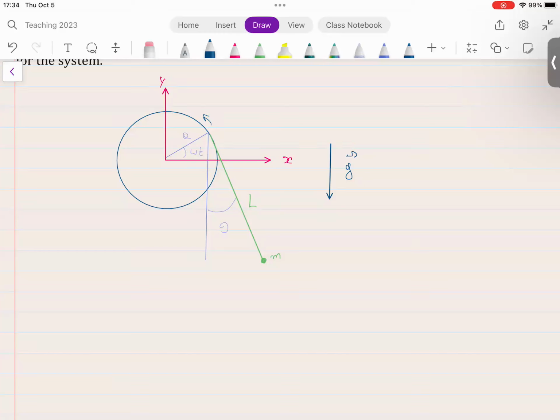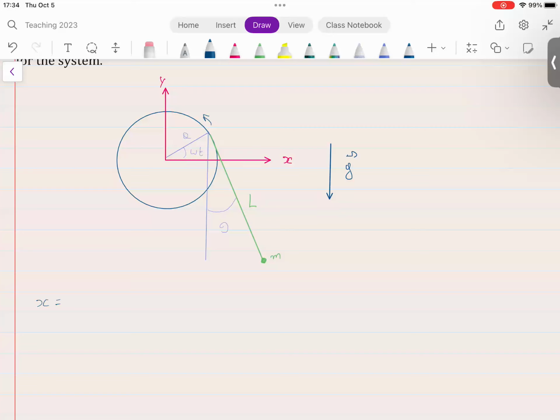The motion is in the plane, so I could give the position of the mass m as coordinates x and y, but since the mass is attached to an oscillating pendulum, and we know as a function of time the position of the pivot of the pendulum, once I give theta, I can determine the coordinates x and y for the mass. And I'm going to show this to you in a second.